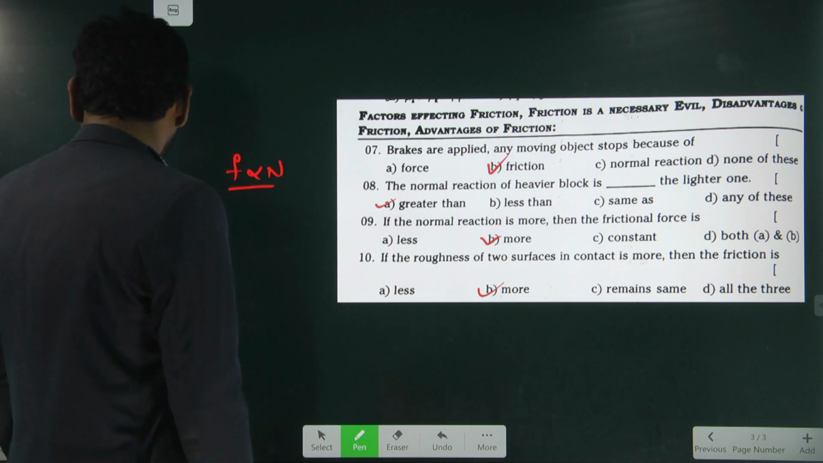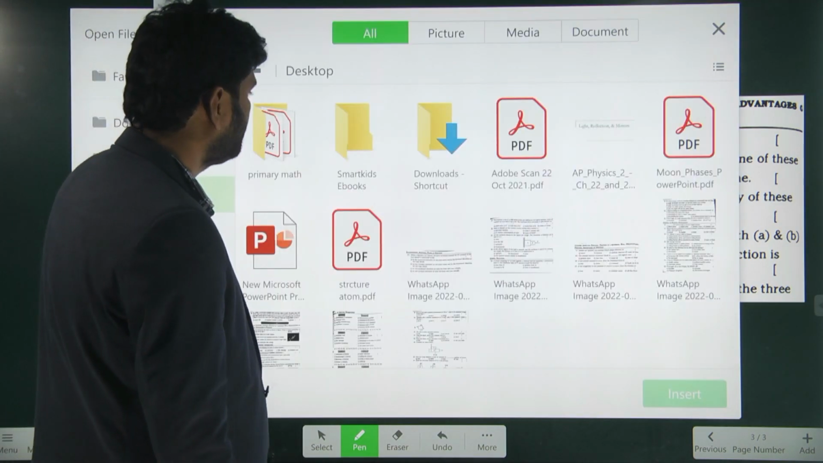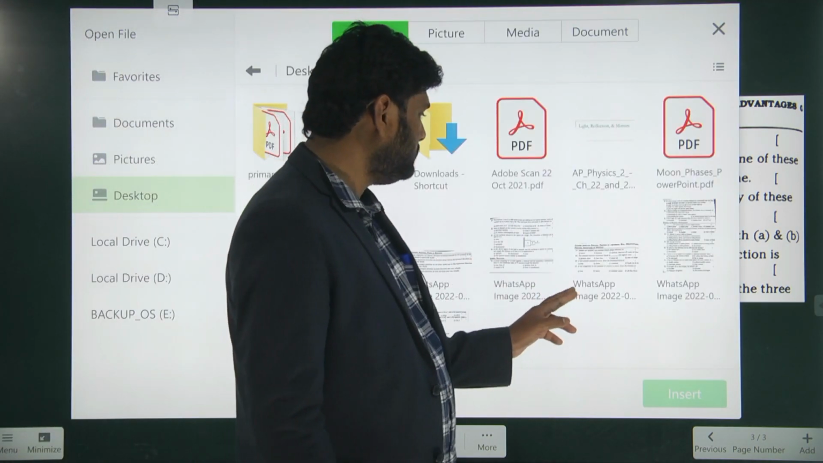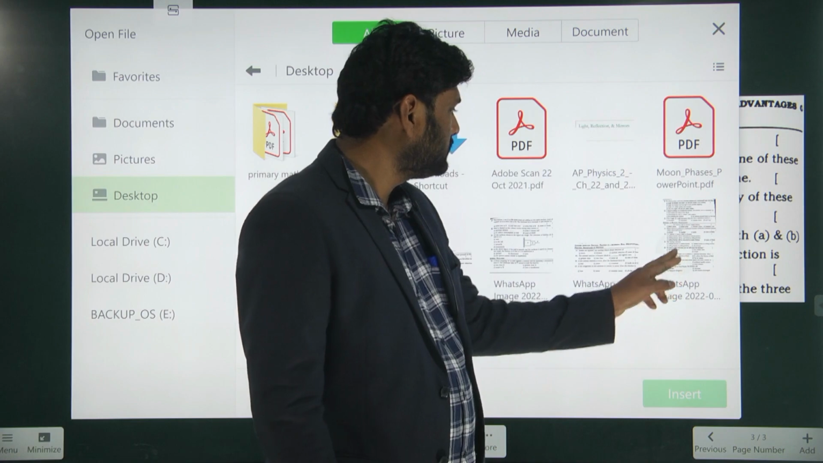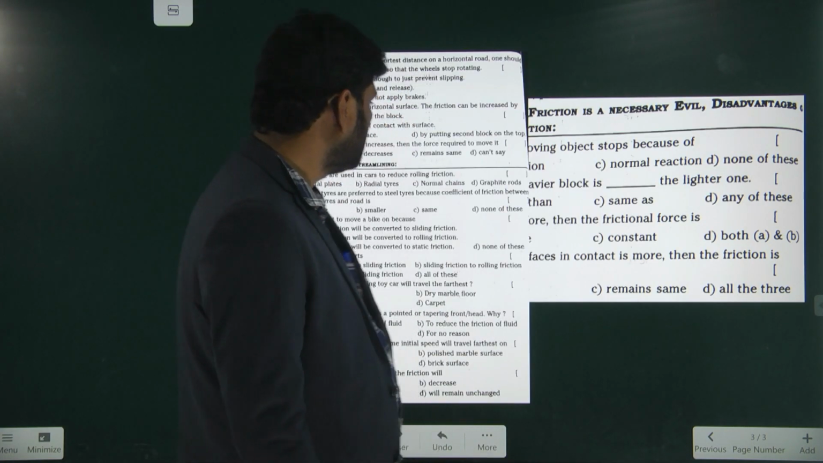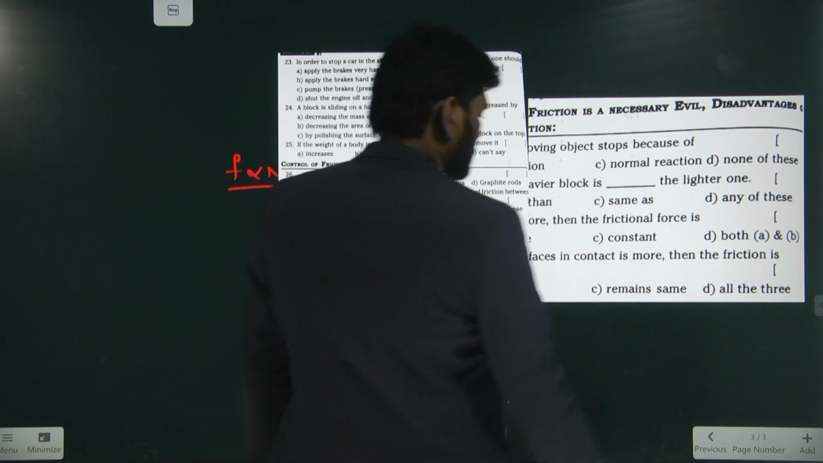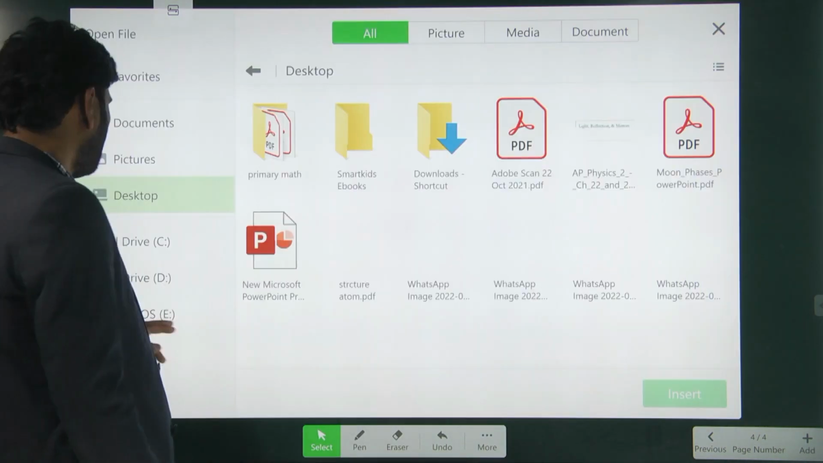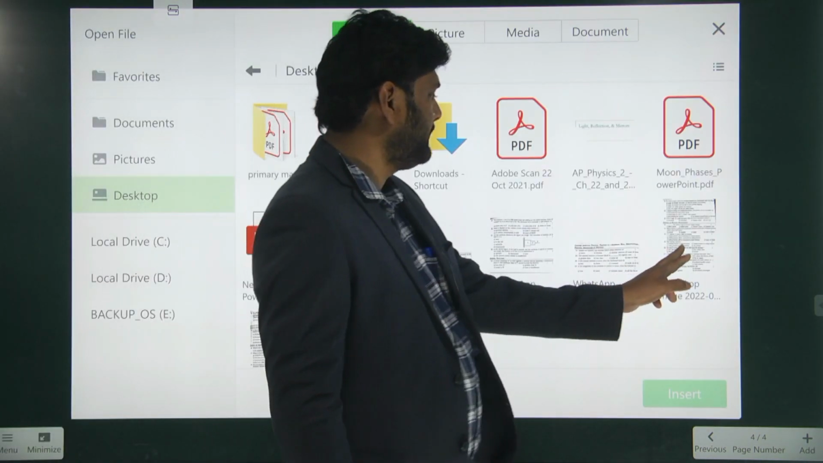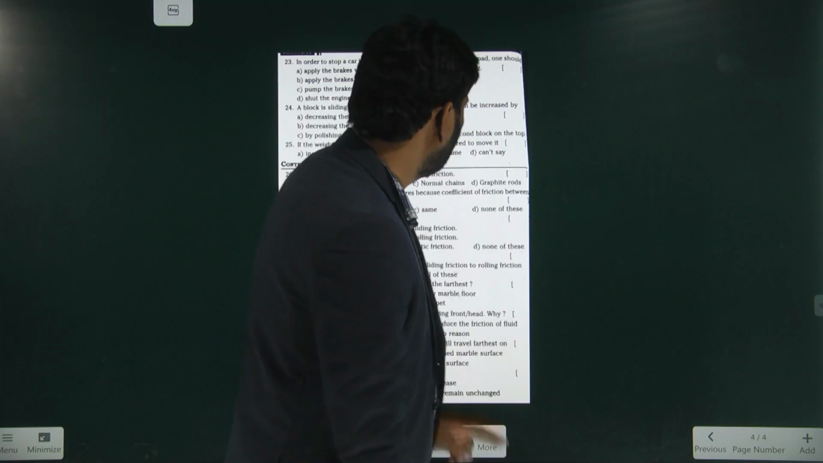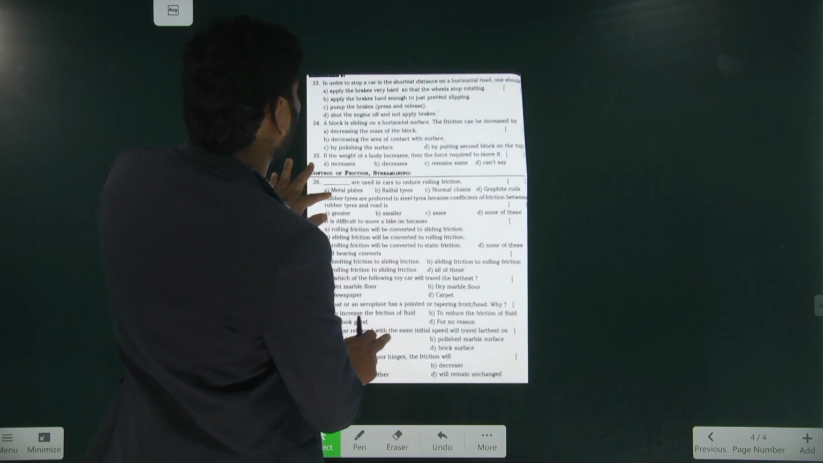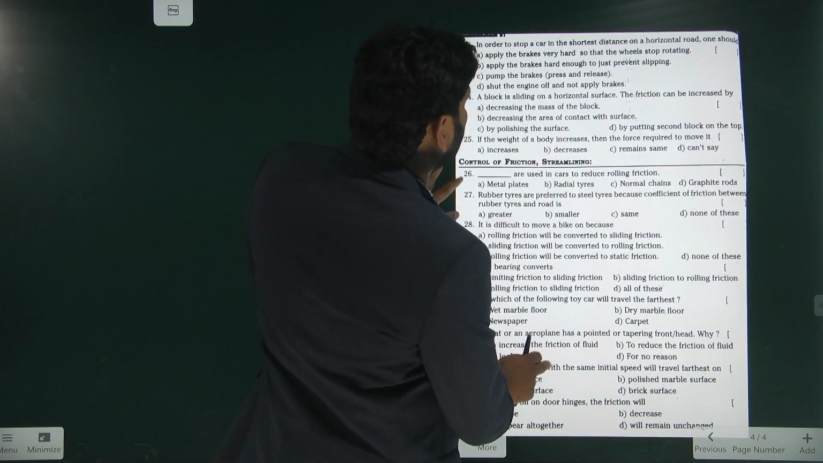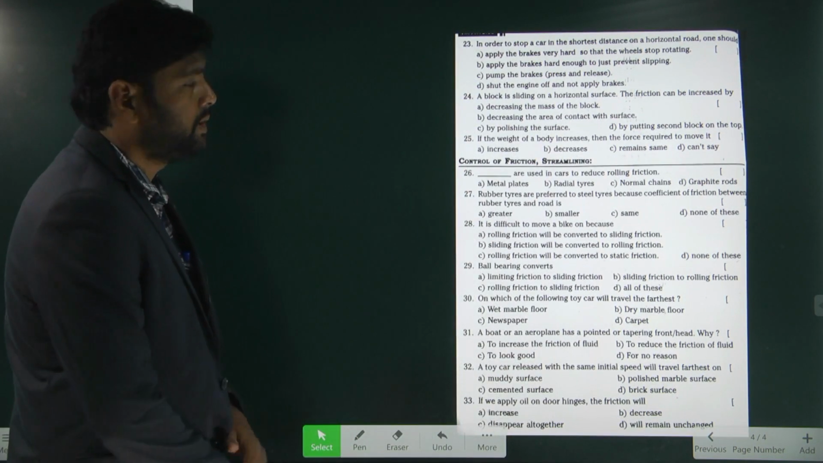Next slide. Oh, okay. I will need to share one more page, on one other page. Yeah, see, this is a question, some other questions.